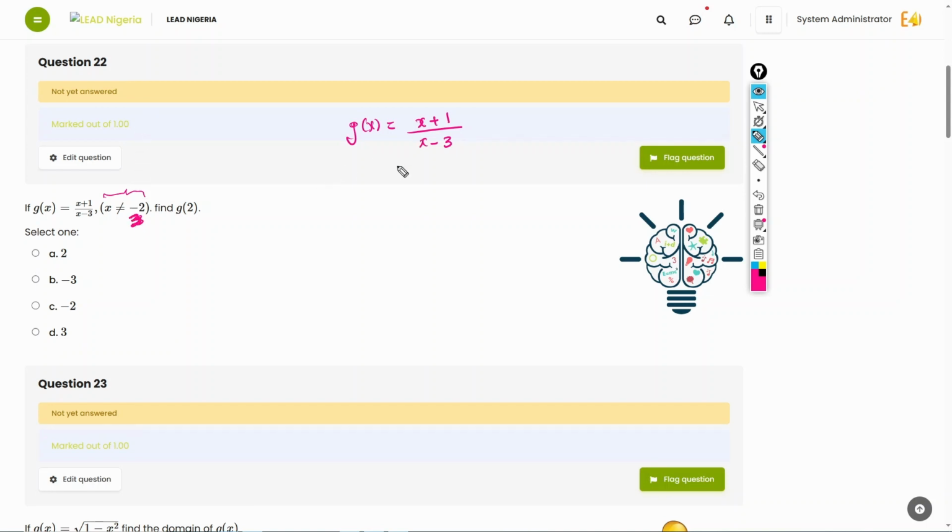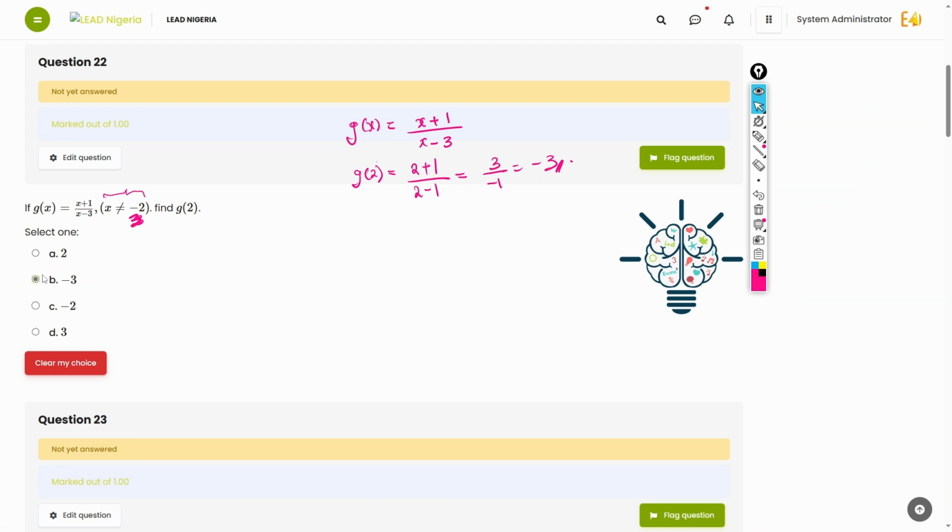Anyway, let's find g of 2. So we're just looking for g of 2, right? So g of 2 would be 2 plus 1 over 2 minus 3, which would be 3 over minus 1, which is minus 3. Okay, that's b. So minus 3.